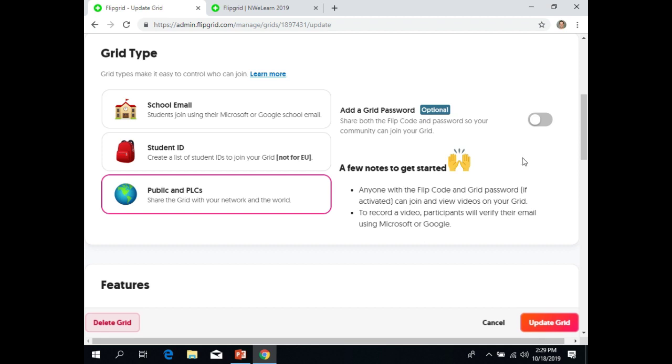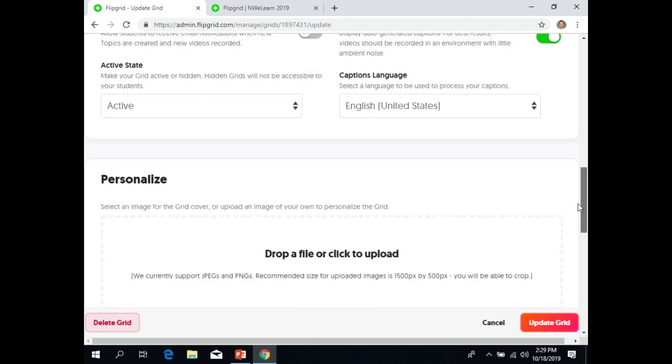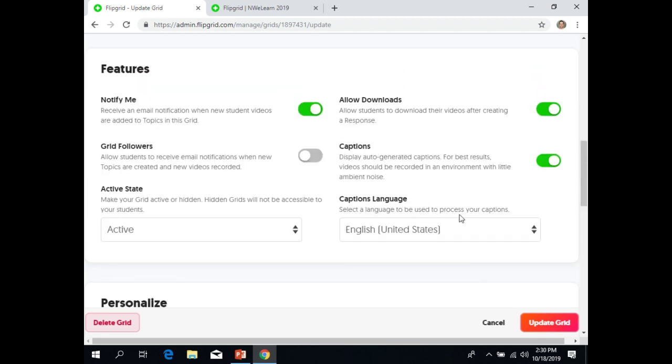You can also add captioning. So, I always turn that on. I always suggest to my faculty to do that. Allow downloads.